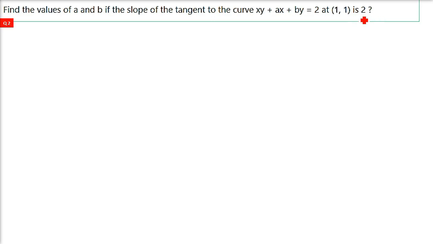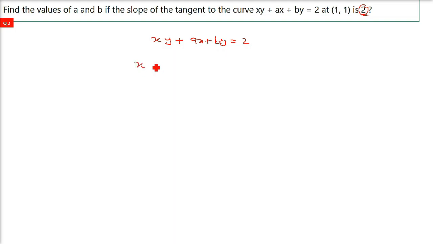That means the slope is already provided, which is 2. We know dy/dx is the slope. Differentiation gives the slope, so 2 is already given. Let us differentiate this and equate it to 2. So this is how we do it. xy + ax + by = 2. Now let us differentiate this.